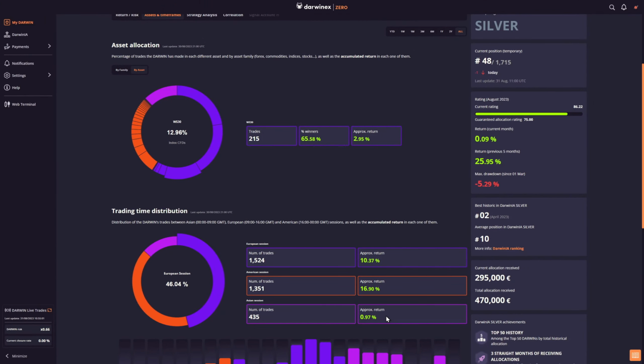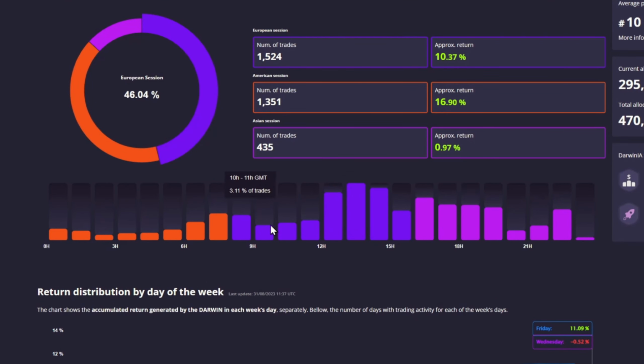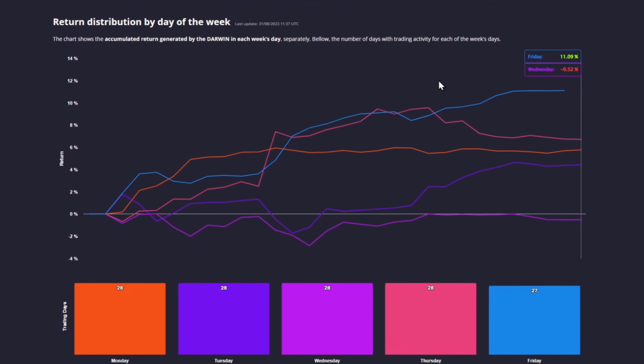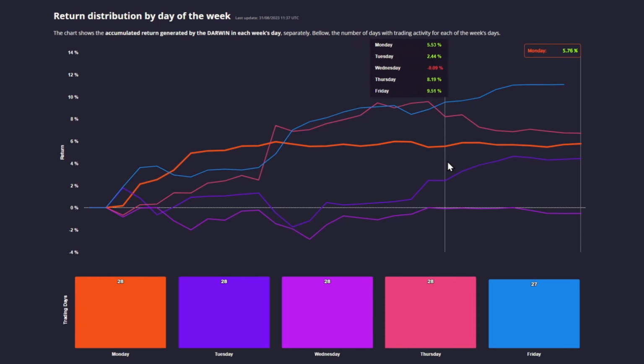If you want a more granular breakdown, you can view this data by hour of day instead in the histogram below. Note that the time frame used here is based on the same selector as for the Assets section above. The final piece of analysis shows a representation of trading performance by the day of week. The accumulated return chart shows how positions open during Monday to Friday contribute to the Darwin's performance.